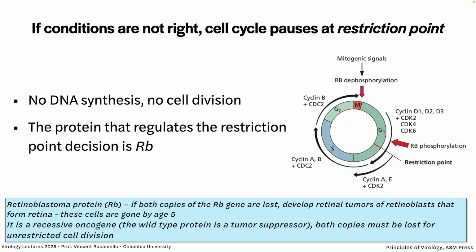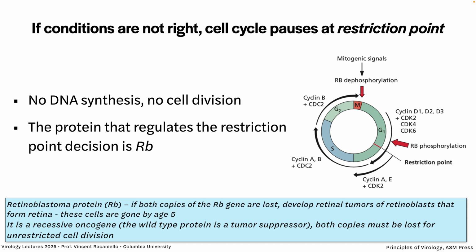So RB protein, this was discovered in kids less than 5 years of age who have retinal tumors. And they have deleted both copies of the RB gene. You don't see these above 5 years old because the cells are no longer there in the eye. But up until 5, if you have a deletion of both genes, you will get retinal tumors. And that's because RB is a recessive oncogene. Both copies have to be lost for unrestricted cell division. If you delete both copies of RB, the cells just keep dividing and dividing. They're transformed, and they become cancers eventually.